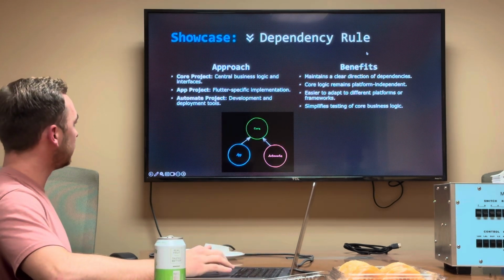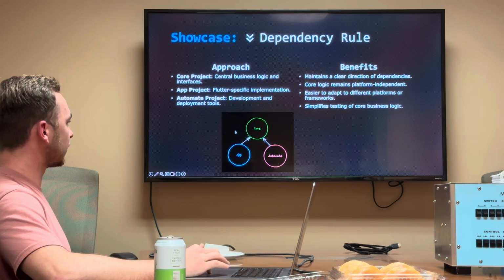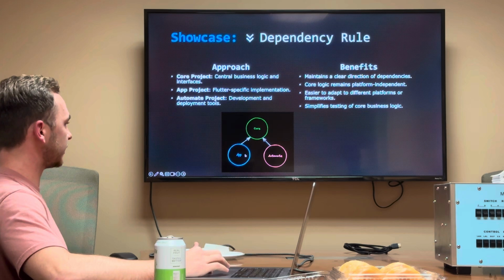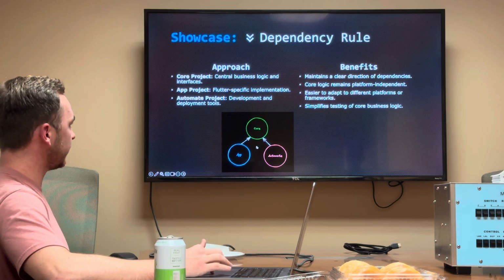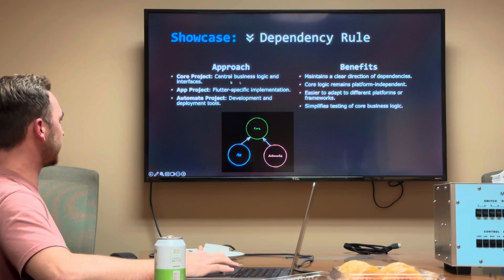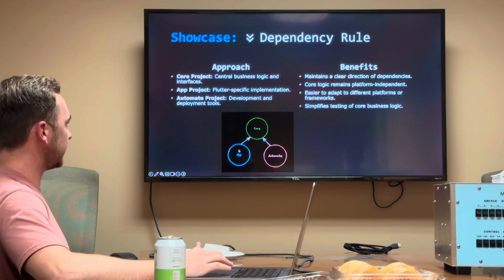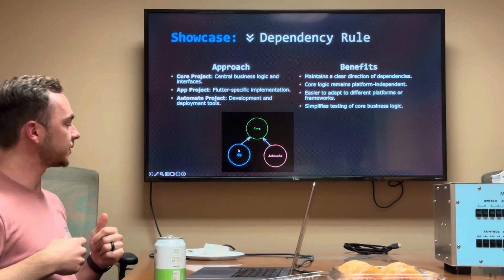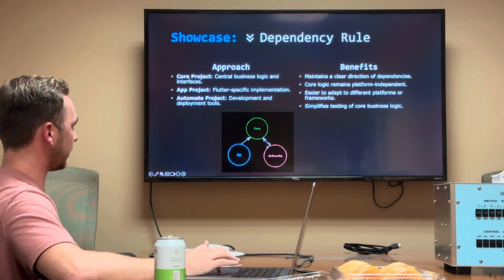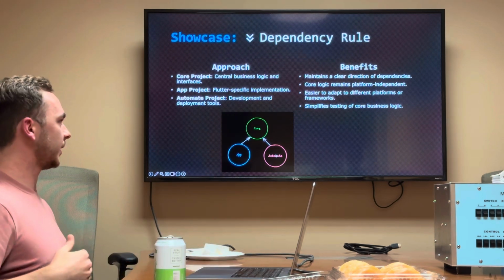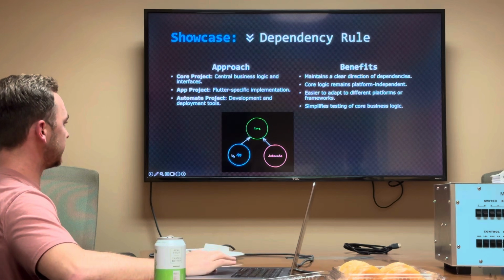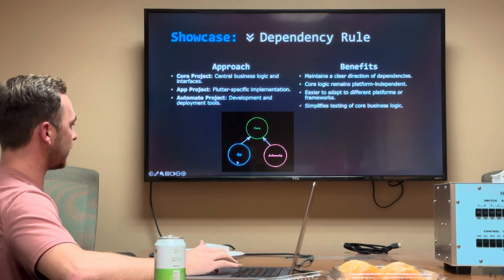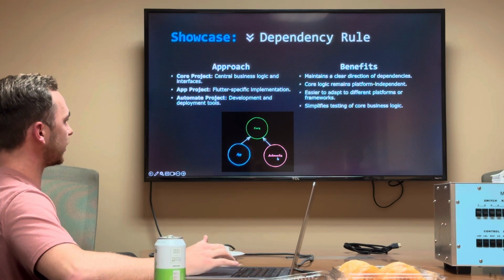For the dependency rule, the approach that I took was I forced users who used Flood to break their project down into 3 different applications, where they have a core project, which has their central business logic and interfaces. The app project is the Flutter specific implementation, which handles all the rendering, all the routes and everything. And then we had the automate project, which is specifically for the CLI commands that are helpful for developers. And you can see that the app uses the core, the automate uses the core, but the core is not aware of the app or the automate projects.